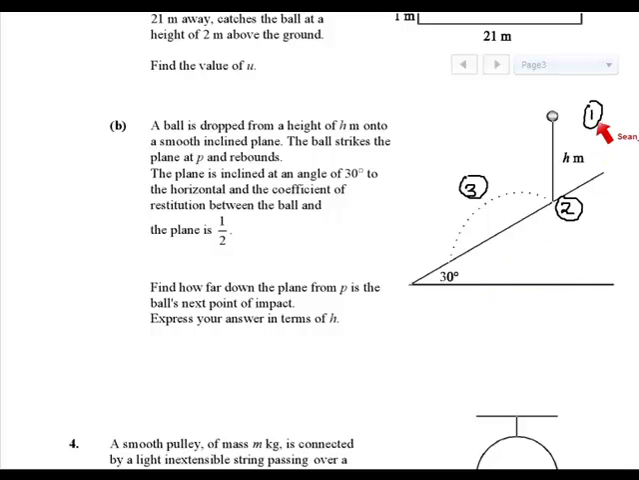Part 1, we're going to do linear motion. Part 2 is a collision, and part 3 is a projectile down a plane. So let's do that. And let's start with part 1, linear motion. So linear accelerated motion.